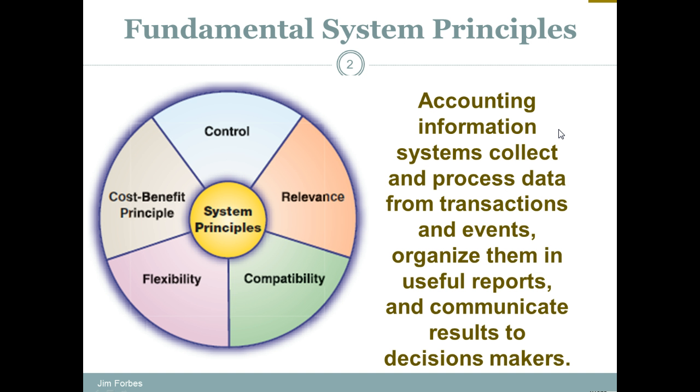Fundamental system principles. It basically collects and processes data from transactions and events, and then we obviously organize them in reports, and we communicate those reports to various decision makers. And so there's a couple components to this. It's got to have the control function, the relevance. It's got to be able to supply material that is relevant. It's got to be flexible, compatible, and it has to follow the cost-benefit principle.